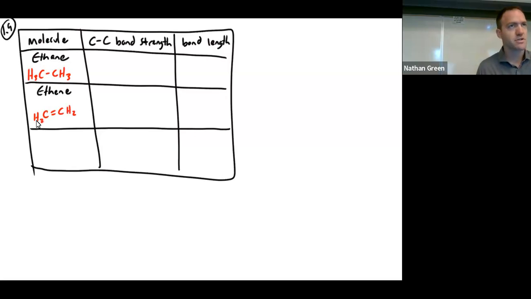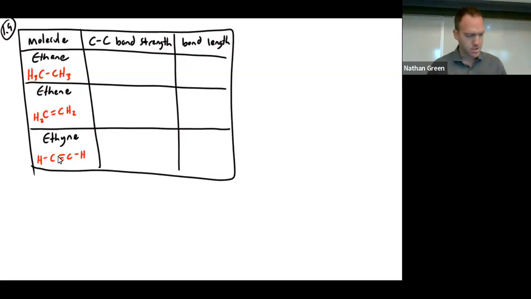What's the hybridization of each of those carbons? sp2. There are 3 bonding domains here, or 3 electron domains. 1, 2, 3. So sp2 hybridized. To ethyne, which are sp hybridized, right? There's 2 electron domains on each side of those.